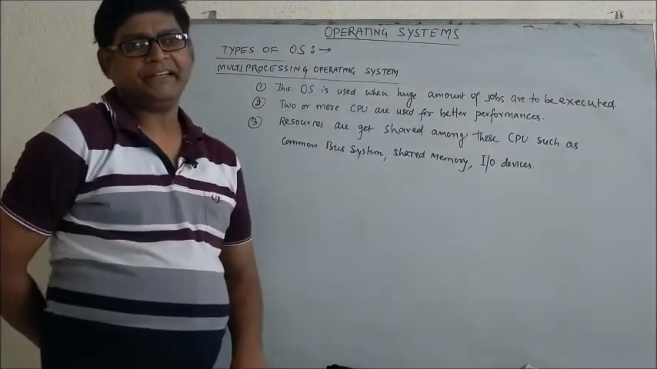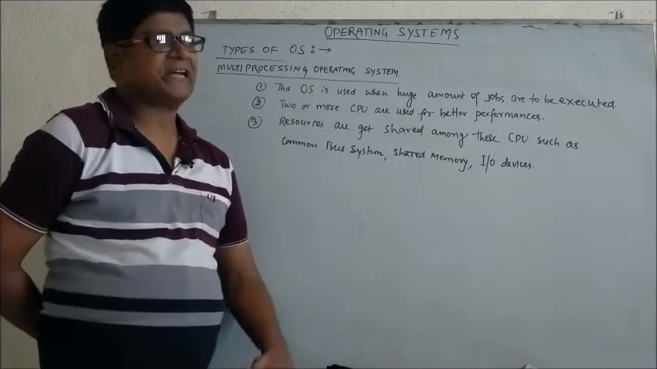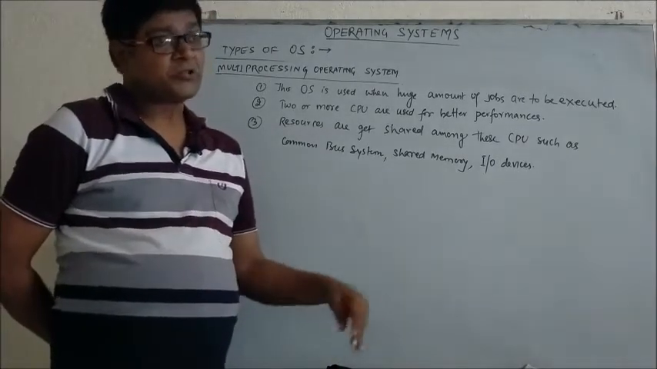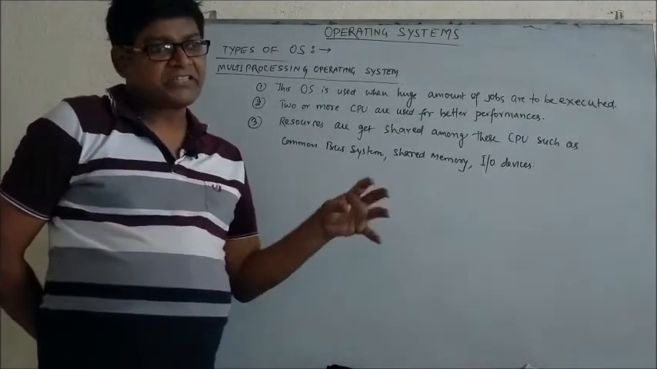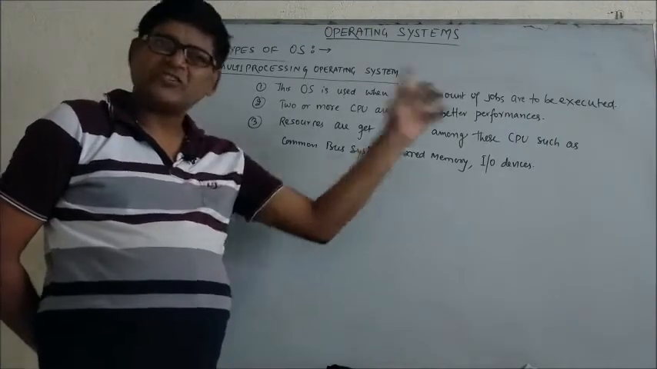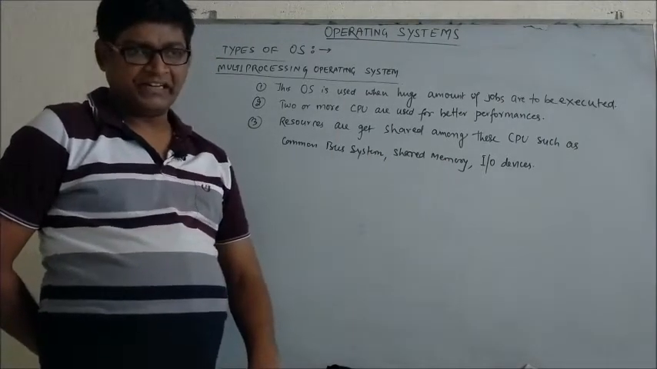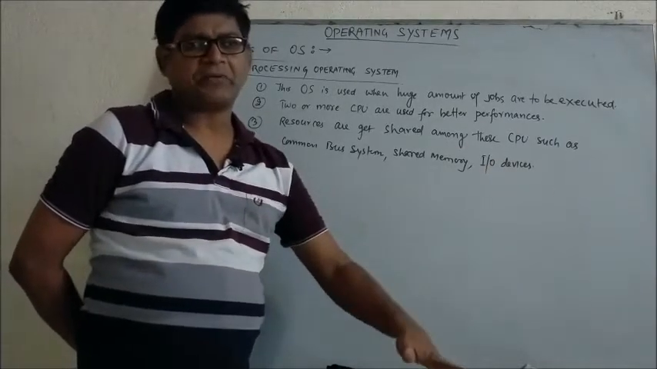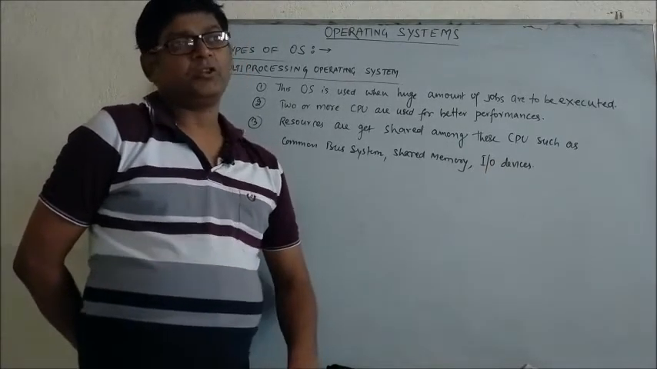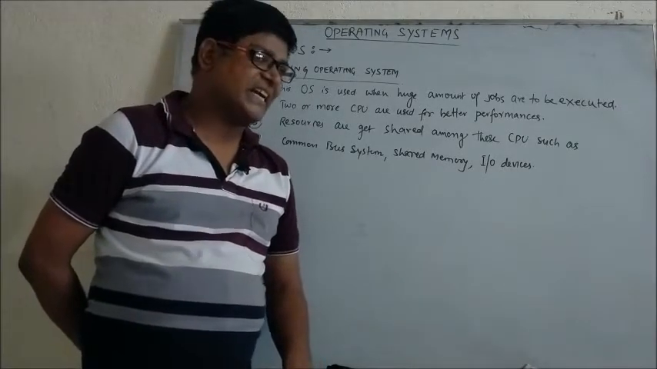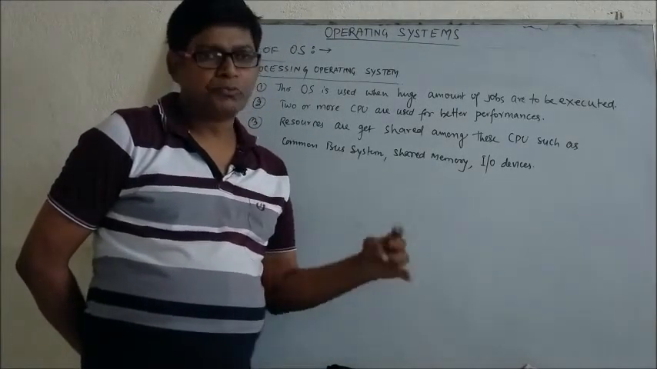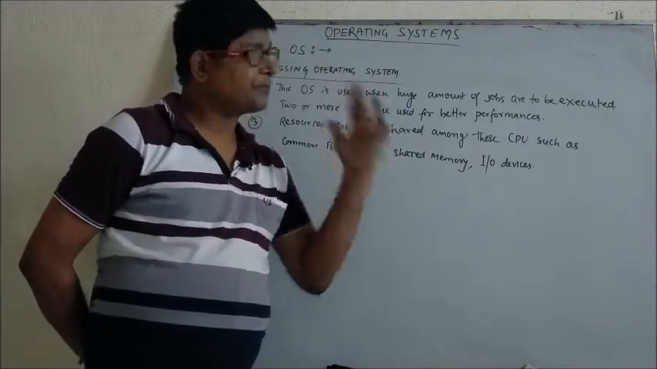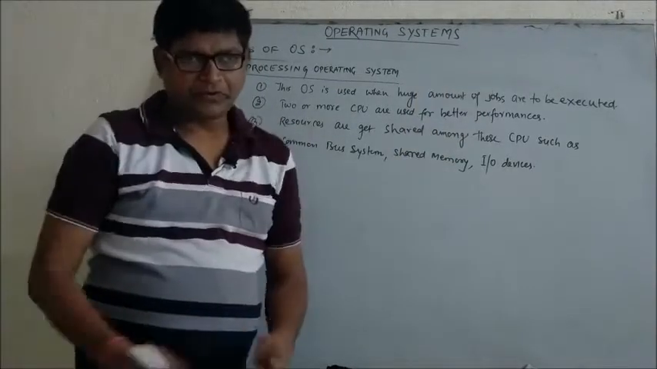But as time went on, the work increased. That means a large amount of work came for execution, right? At that time it was difficult for a processor to execute all those processes, because it will execute, but the performance of the system will drastically drop down. So experts decided it's better to have two or more CPUs when we are facing the problem of executing a large amount of work, right?